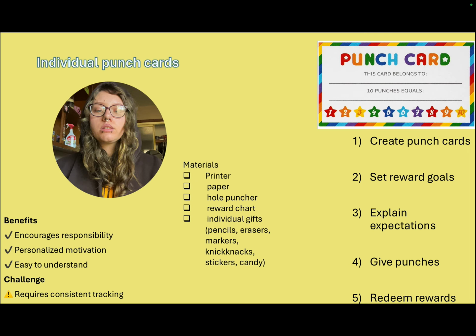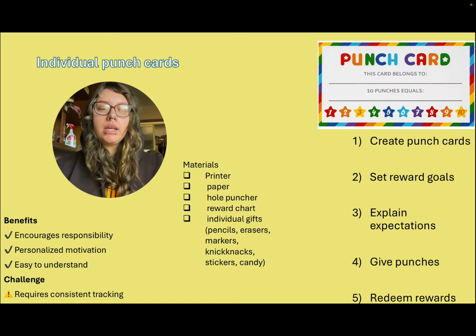This system works well because it focuses on individual student effort and responsibility. Students are motivated by working towards their own goals, and the system is easy to understand. One challenge is that teachers must consistently track student progress to ensure that the system remains fair.